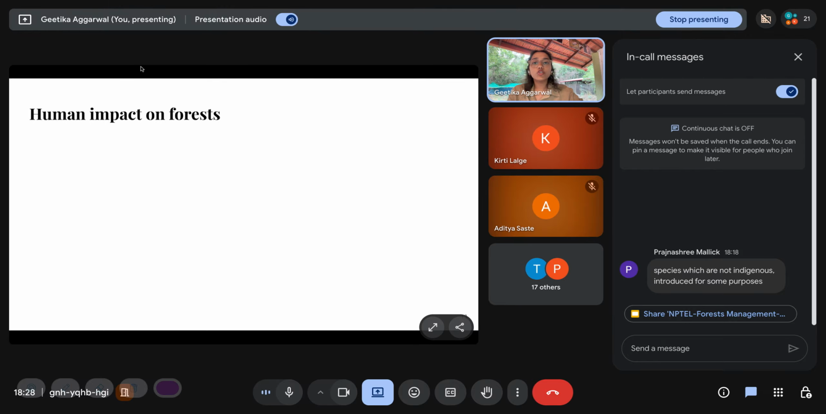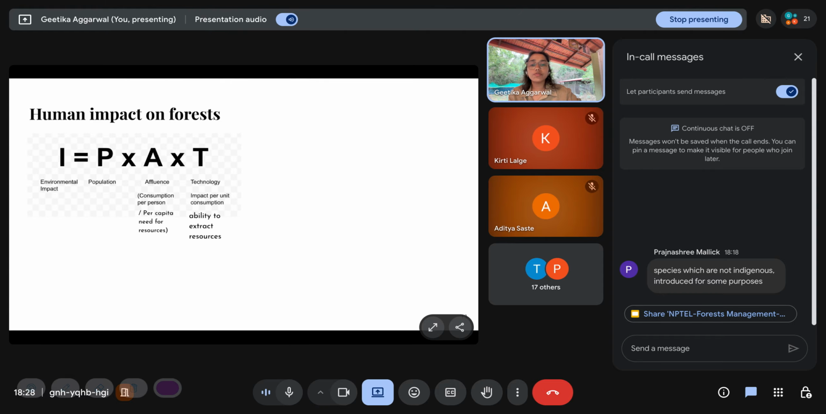Now talking about human impact on forests. We studied this in an earlier slide as well in week 2. What is the human impact on forest? It's measured by the equation I = P × A × T, where I is the impact that we are having, P is the population size of humans that the area is supporting, A is the affluence or the consumption happening in that area per person, and T is technology, how much technology we have to extract the resources.